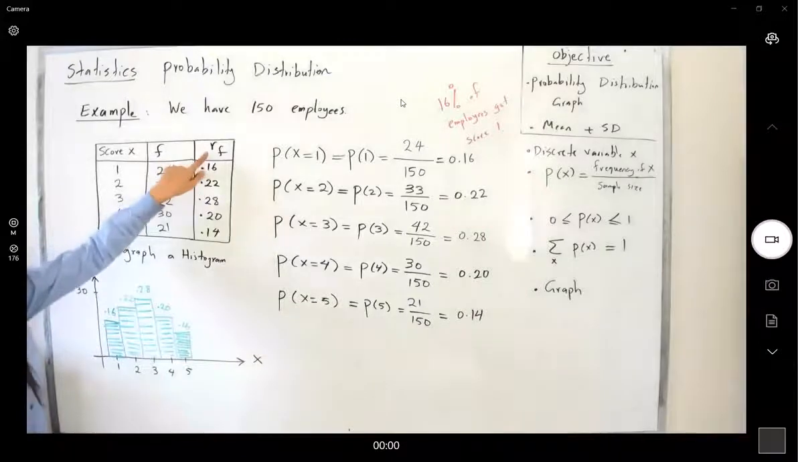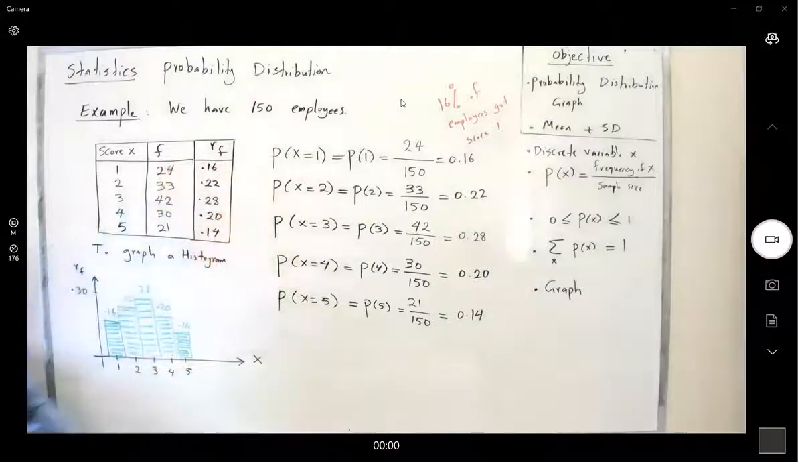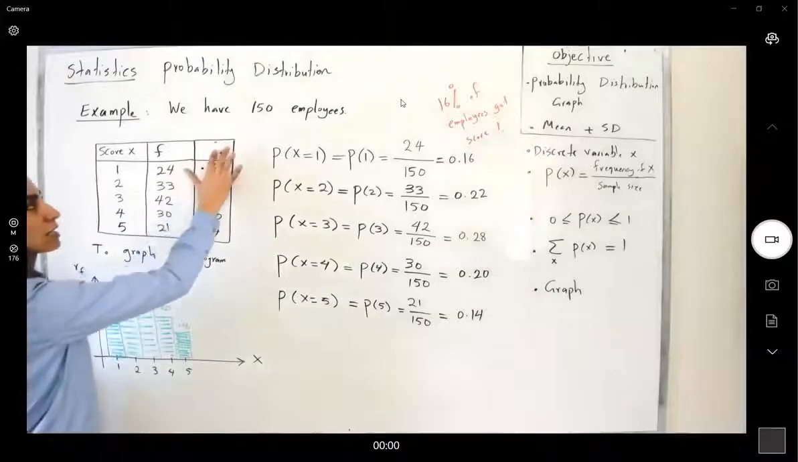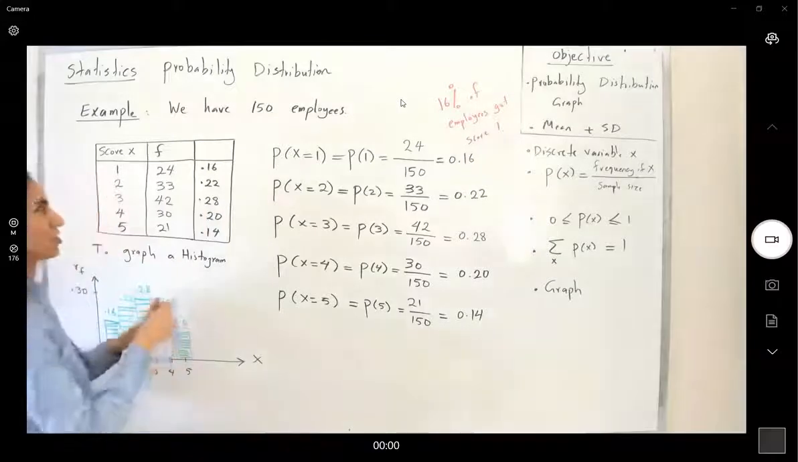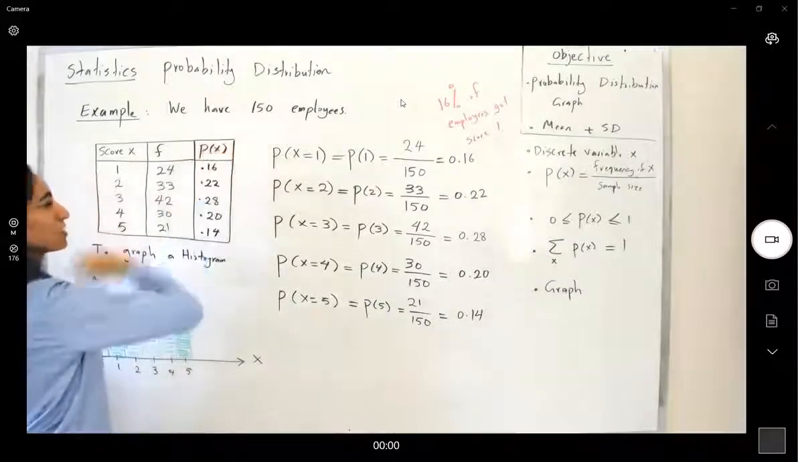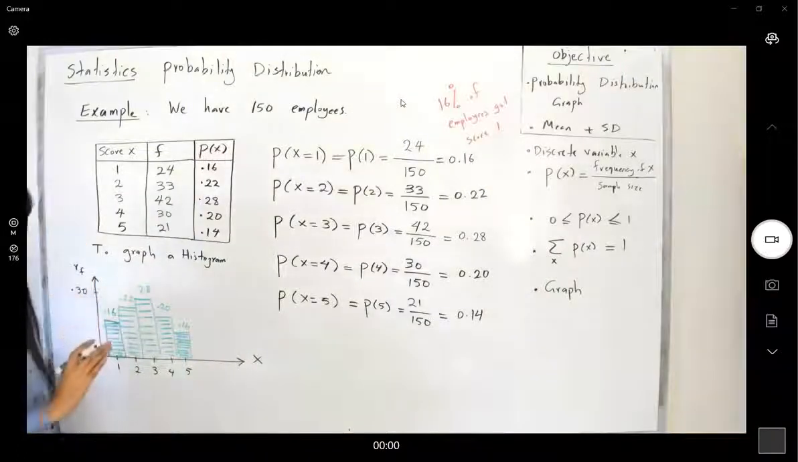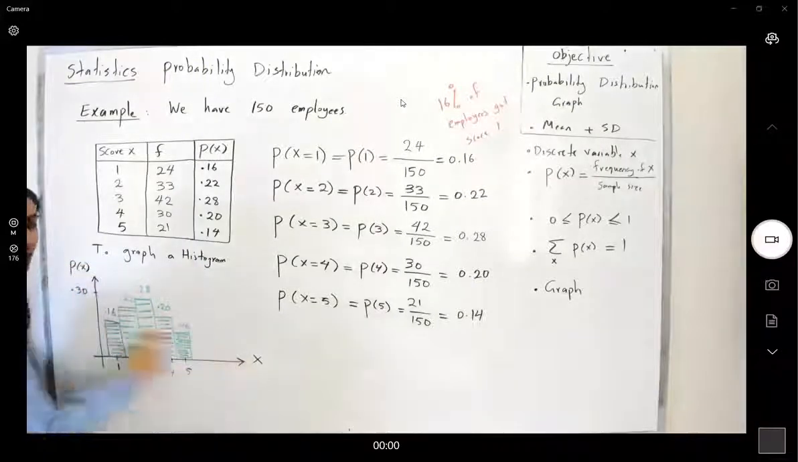So as you can see, the relative frequency and the probabilities are the same. So instead of writing relative frequency, since we are learning something new, you can just write probability of X. And your vertical axis can be renamed to P of X. Probability distribution for variable X.